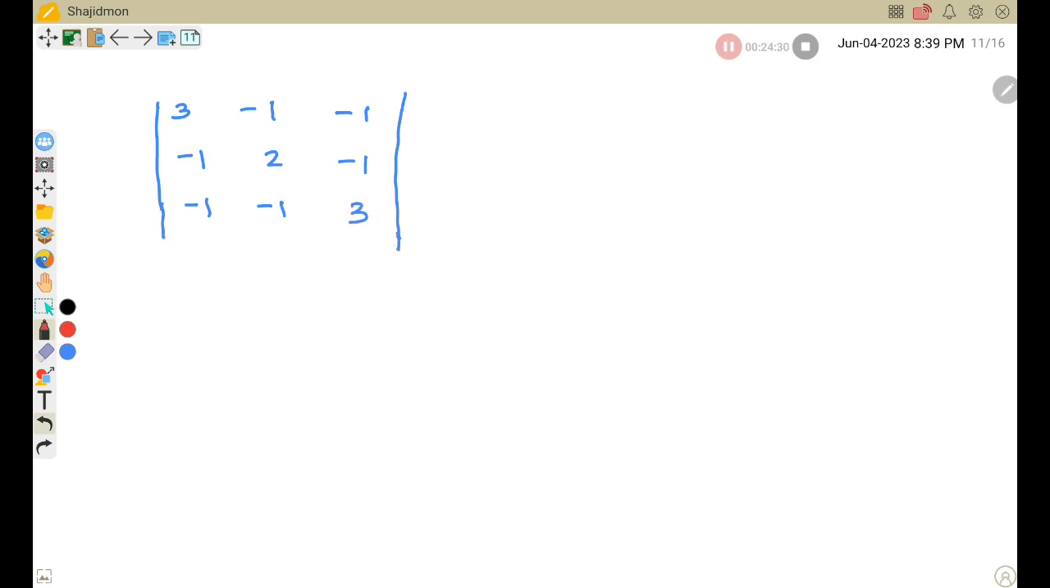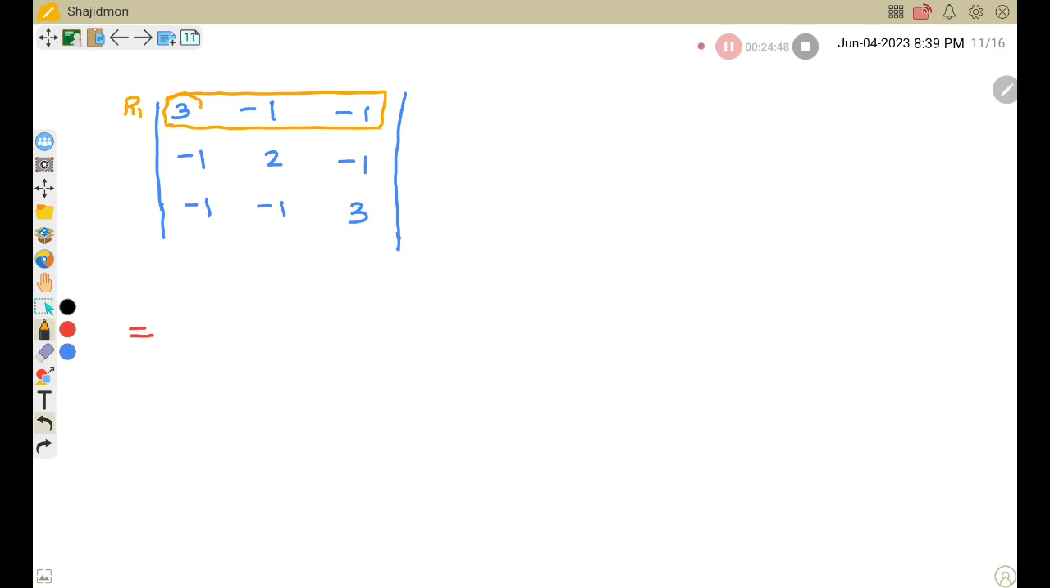Now we need to calculate the determinant of this one. So how to calculate the determinant? Take any one row or any one column. For example, I am taking the first row. I can expand by using any row or any column. So I am taking row number 1.